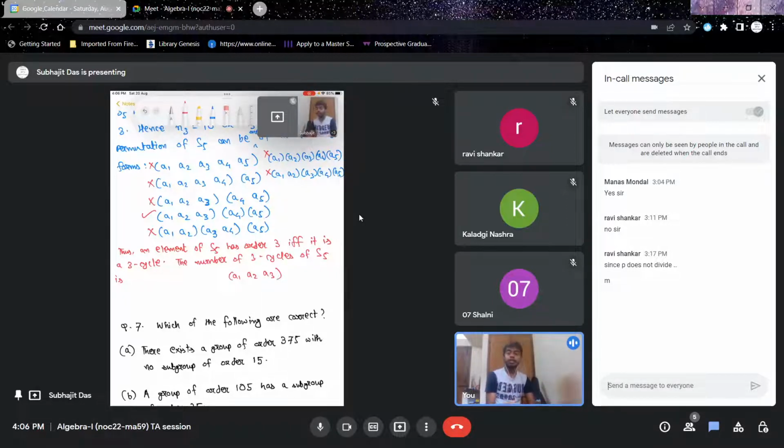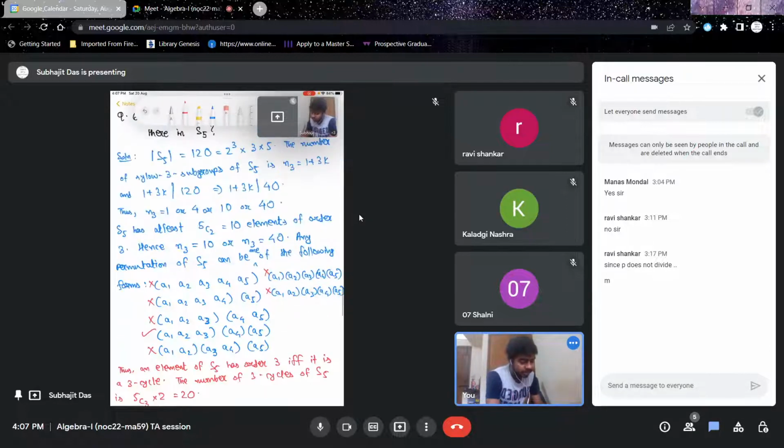So the number of selections of 3 symbols from 5 symbols is 5 choose 3, right? And what is the number of ways of arranging A1, A2, A3 in a cycle? That is precisely 2 factorial, right? You know that the number of arrangements of n objects in a circle is (n minus 1) factorial. So the total number of 3 cycles is just 5C3 times 2, which equals 20. Not more than that, right?